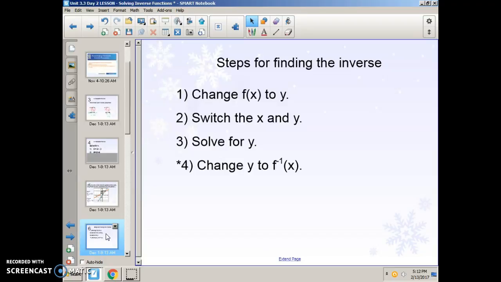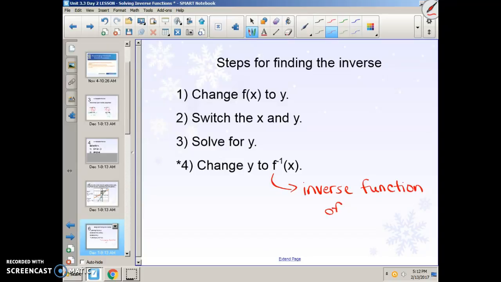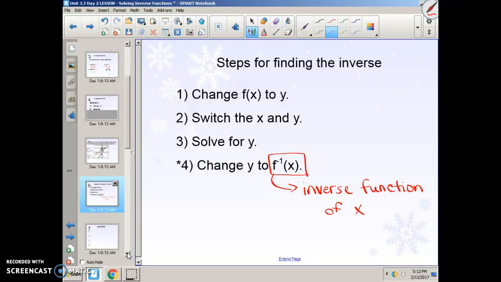And the last step is important because this is how you write inverse function of x. It is not pronounced f to the -1 power. If you say that, you will sound ridiculous, so don't say it. It's inverse function of x. That is the proper way to say this abbreviation, not f to the -1 power or f -1. It's not right.